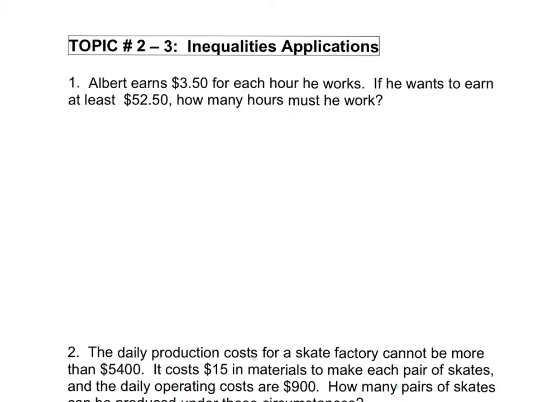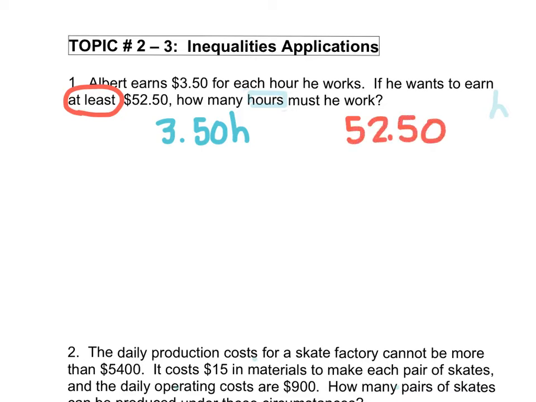You may know that I like to start with the question. I want to know what I'm looking for. It says how many hours must he work, so I know H is going to be my variable. Now when we go back to the question, Albert earns $3.50 for each hour. That implies multiplication. Then if he wants to earn at least, remember at least is one of those counterintuitive words. He wants to make at least $52.50. That means he wants to make more than or equal to that amount.